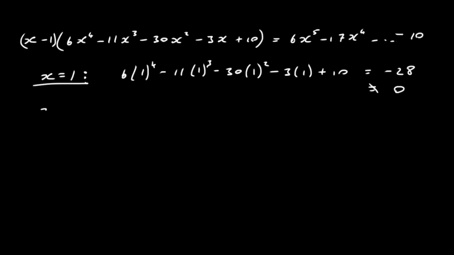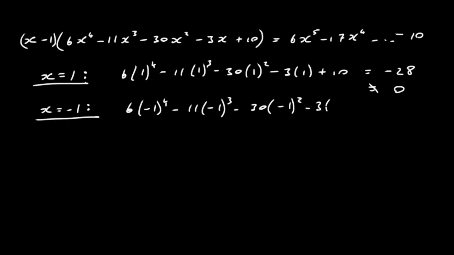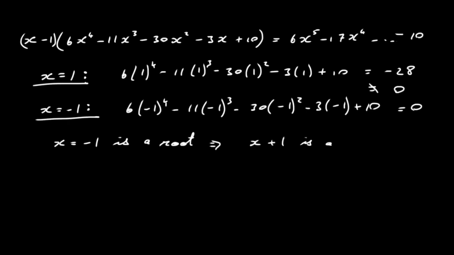So let's try x is equal to minus 1. So when you put in minus 1, 6 times minus 1 to the power of 4 minus 11 times minus 1 cubed minus 30 times minus 1 squared minus 3 times minus 1 plus 10. In this case you do get 0. So in other words, x is equal to minus 1 is a root. So by the factor theorem then, x plus 1 is a factor.